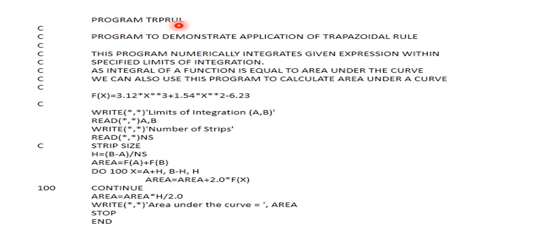So this program implements the flowchart we have seen on the earlier slide. This is the equation, f of x is equal to 3.12 x cube plus 1.54 x square minus 6.23. Data required to be given by the user is value of A, value of B and number of strips. Using this data, we have calculated the strip size here, B minus A divided by NS, and this part calculates area under the curve using trapezoidal rule. This is the first calculation, the intermediate calculation, f of A plus f of B. To this we add 2 times f of x, where x varies from A plus h to B minus h. Then to this whole value we multiply h by 2, which gives us area under curve using trapezoidal rule. Here we have finally displayed the answer. So this is the value of area that is calculated.